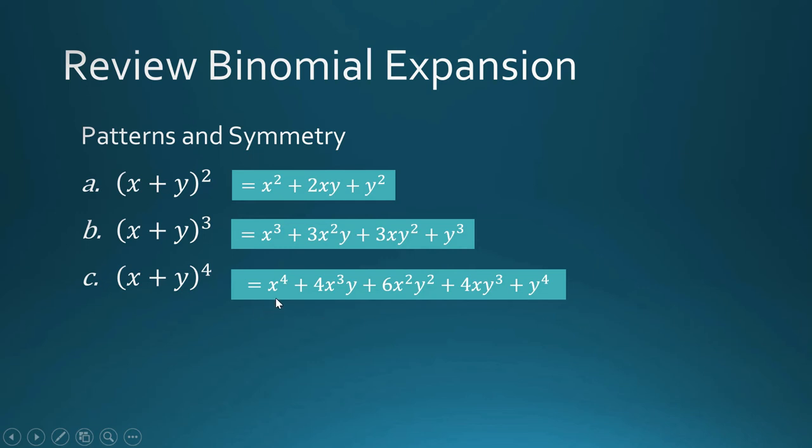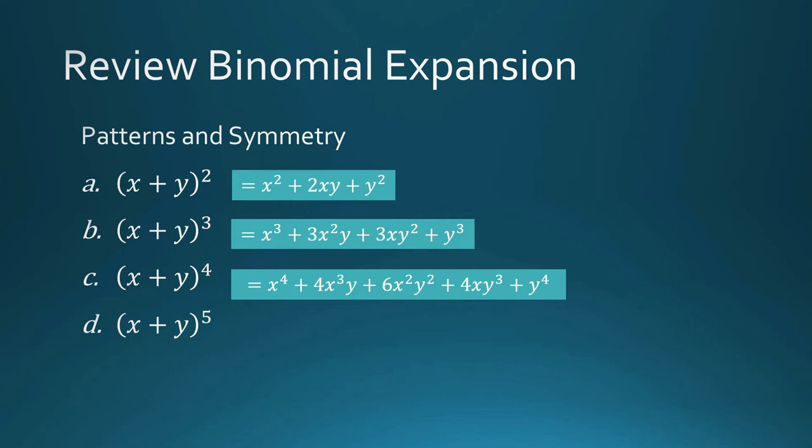Look at the degree of x: 4, 3, 2, 1, 0. How about y? 0, 1, 2, 3, and 4. How about x plus y raised to the 5th power? Having said those patterns, you are sure now that each of the terms is going to be a degree 5 term.